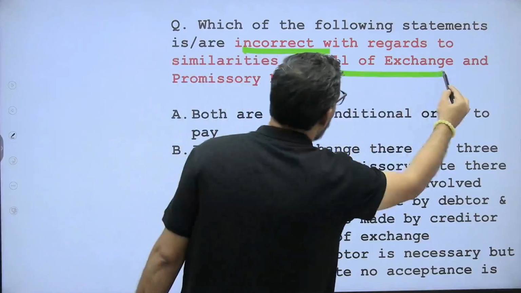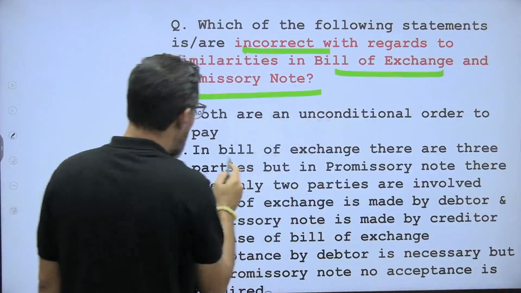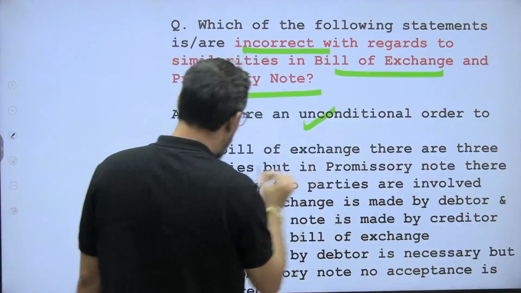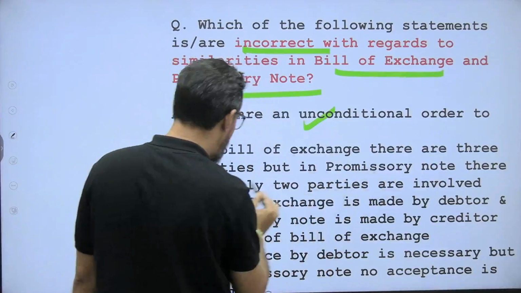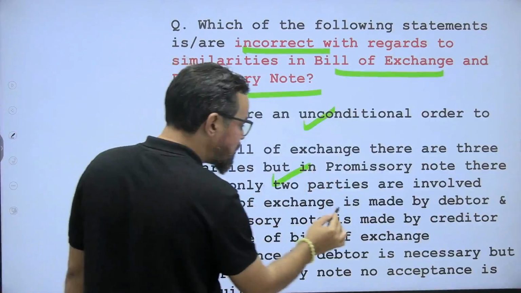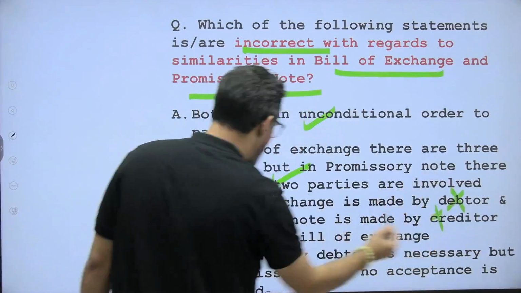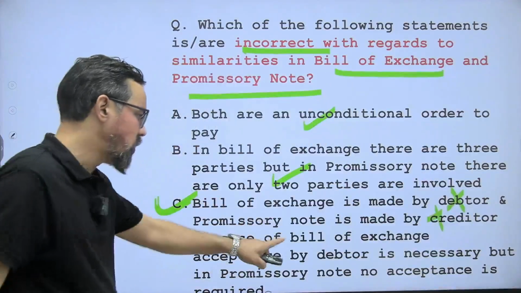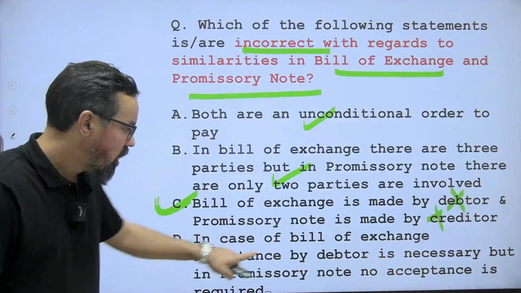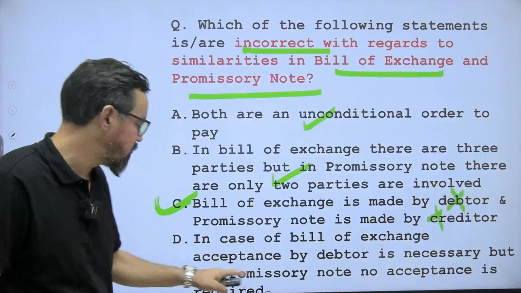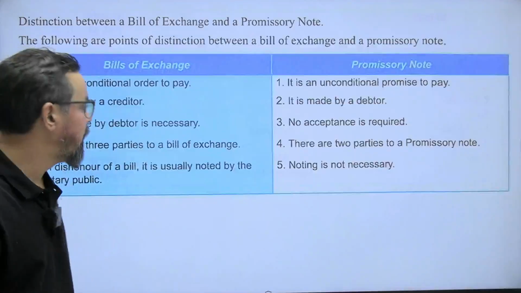Which of the following statements are incorrect regarding the similarities in bill of exchange and promissory note? So both are unconditional orders. In bill of exchange there are three parties. In promissory note there are two parties. Bill of exchange is made by the debtor. No, it is made by the creditor and accepted by the debtor. So statement C is wrong. So that's why this is the right answer. In case of bill of exchange, acceptance by the debtor is necessary, but it is not for the promissory note. So C only will be the right answer for this one.